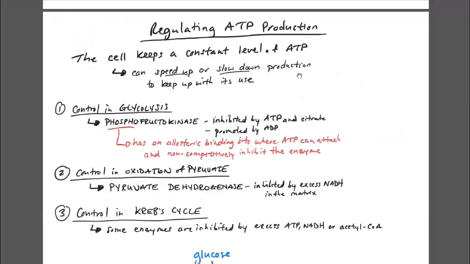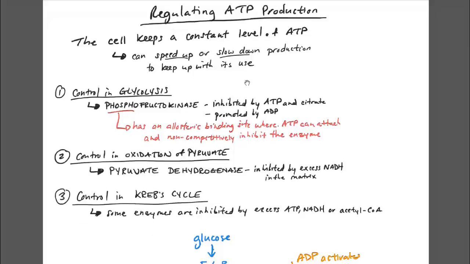Regulating ATP production. Your cell actually keeps a constant level of ATP. It can speed up or slow down production depending on how much ATP you're using. If you are at rest, you don't need as much ATP as if you're in the middle of an exercise and you're burning through it like crazy. So you want to be able to control and regulate your ATP production. So how do you do that? Well, there's control at quite a few levels.